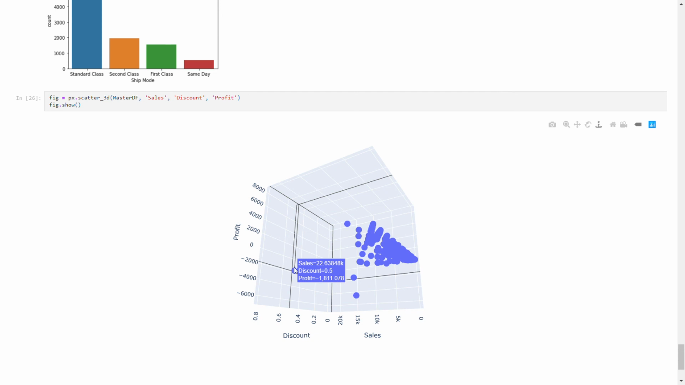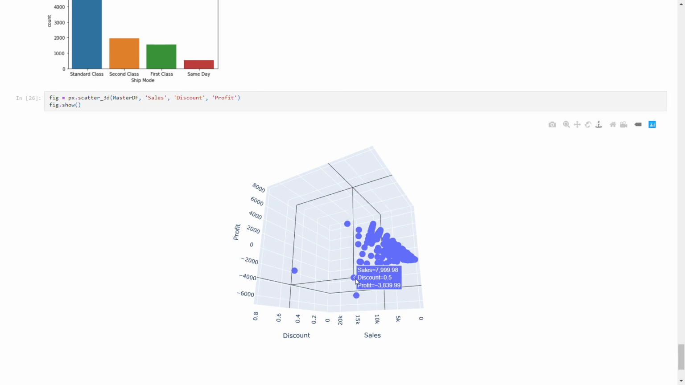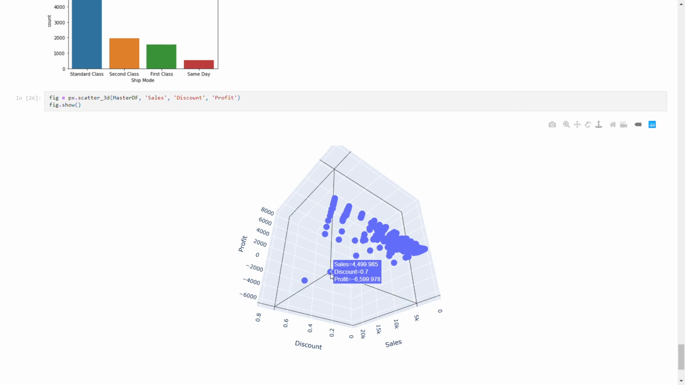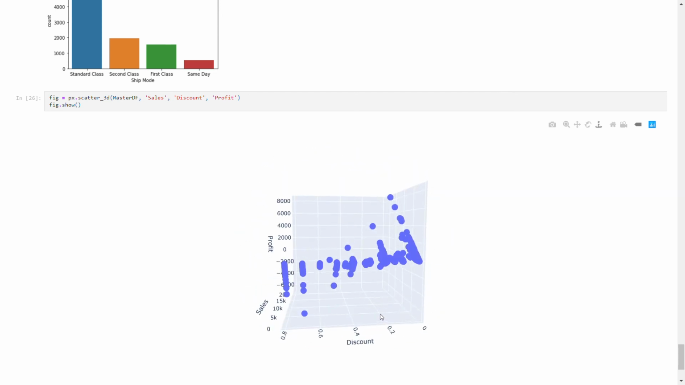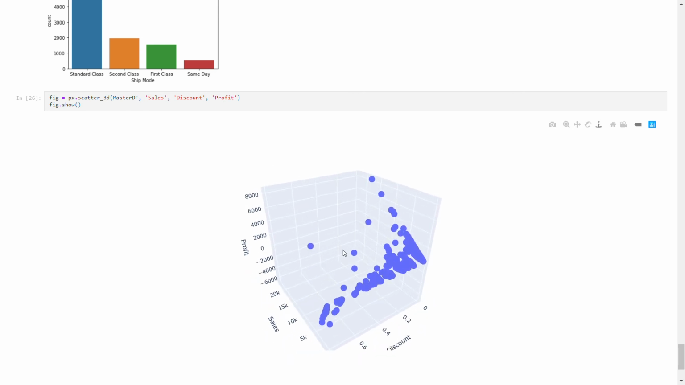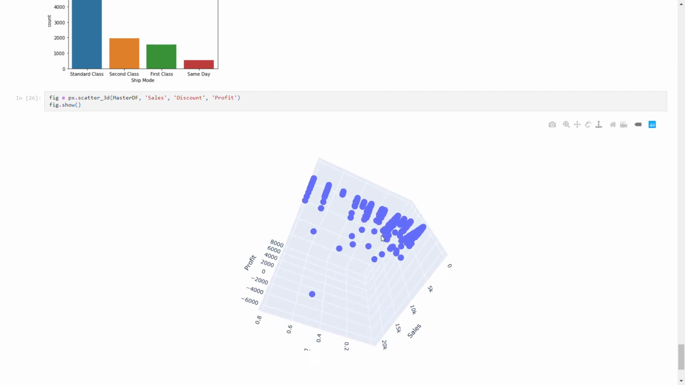Sales 22, discount 0.7, sales 4. See the difference: at 0.5 the discount went too high, sales went down, profit went down. So as much as we go high with discounts, you see in the 3D, the data is here. If you see this, the discount is 0.5. So this 3D diagram is giving us a clear idea of where we need to put the discount and how we have to manage our sales to get the maximum profit.